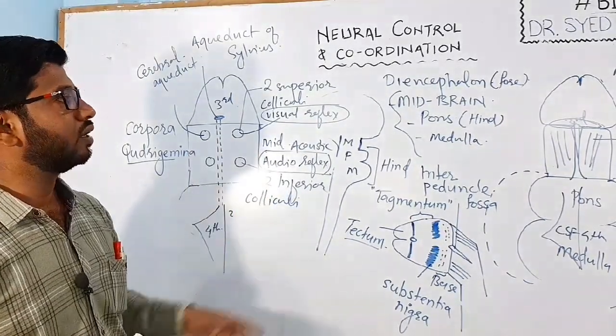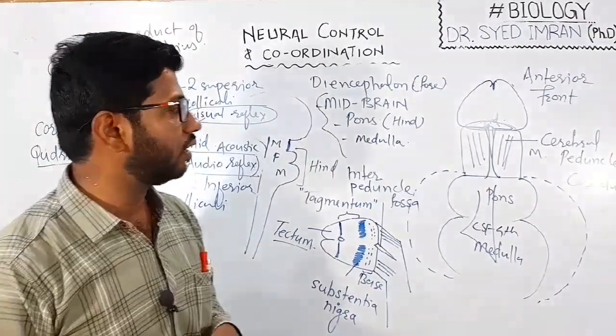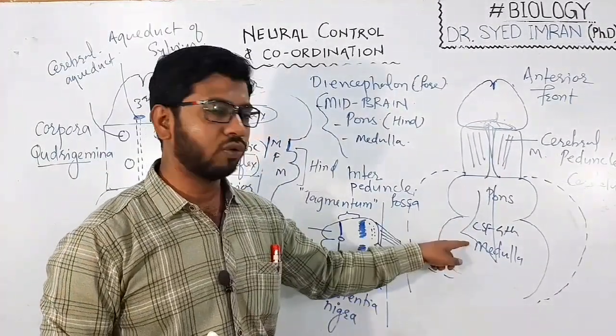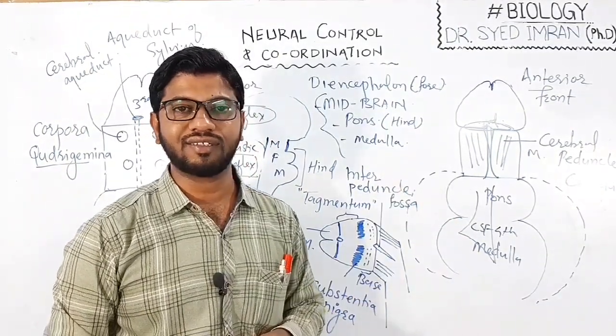So this is all about it. Now the next part of the brain is the hindbrain, which includes pons, medulla and cerebellum. We'll study it in detail in the next lecture.